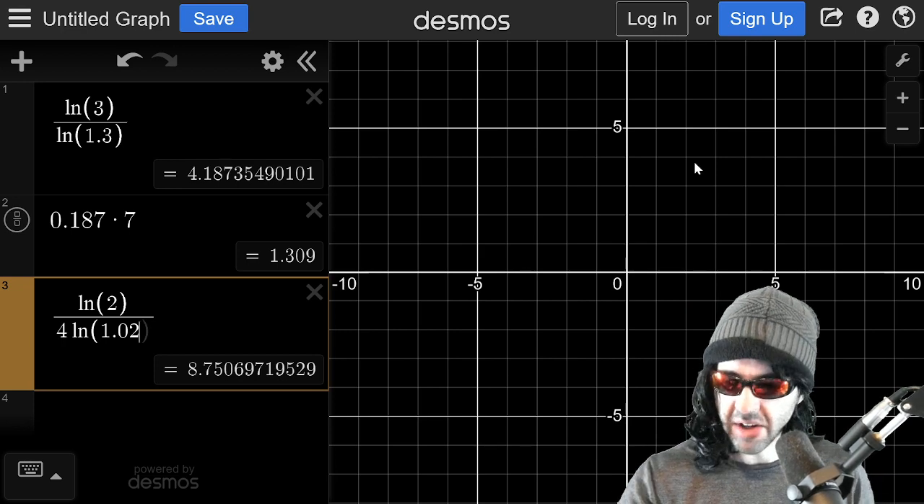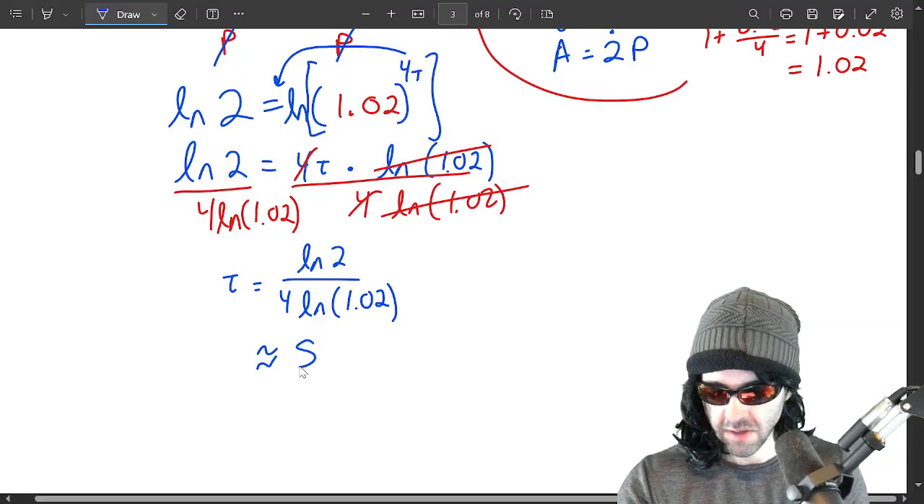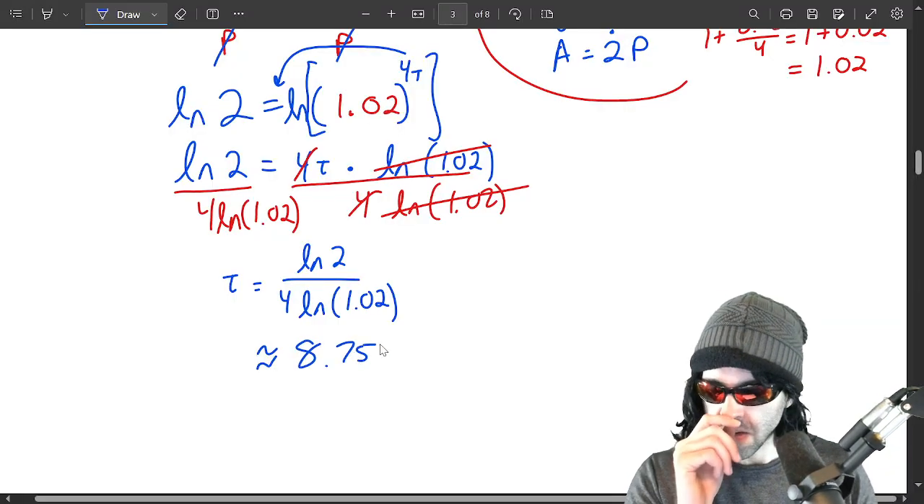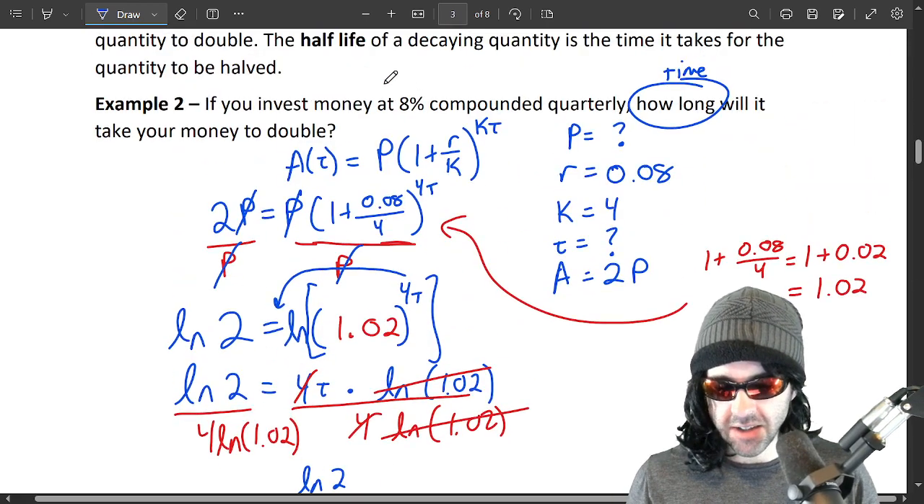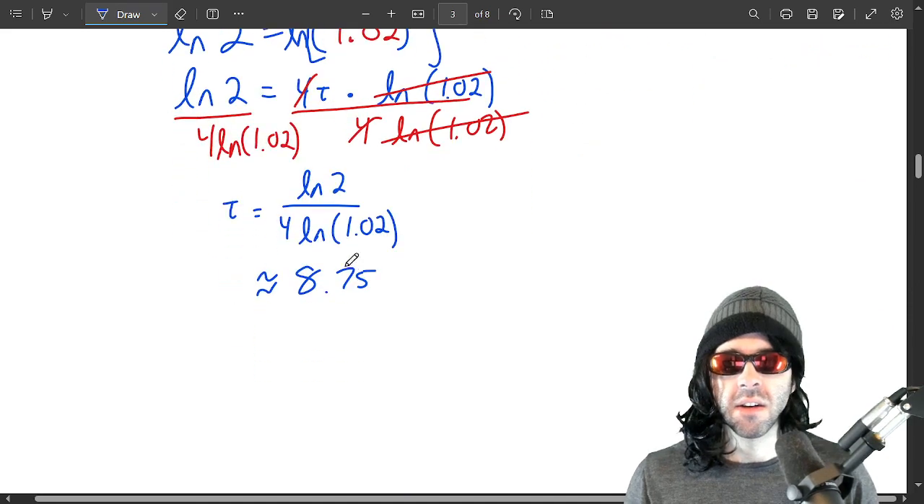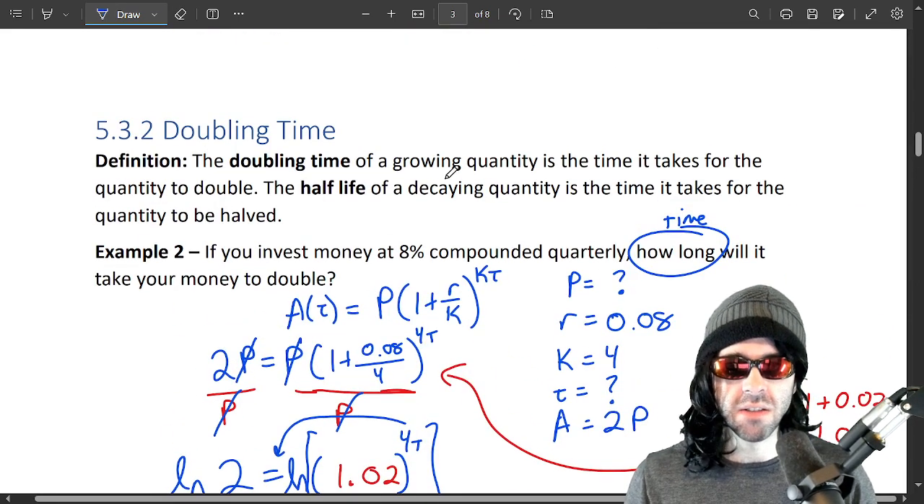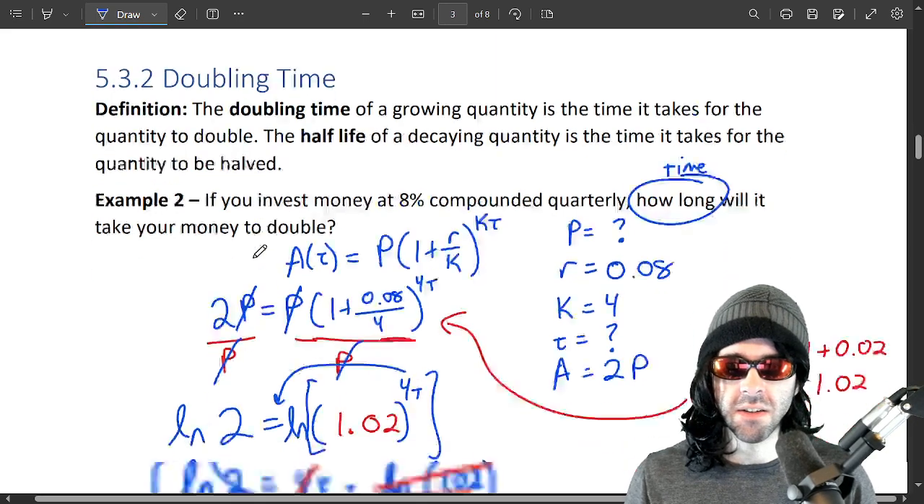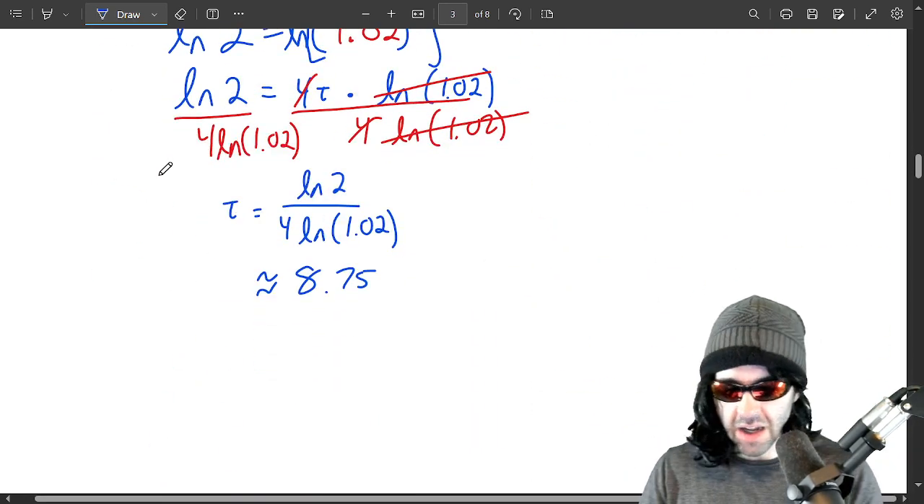About 8.75. Oh, how long is it going to take? How many years? Well, about 8.75 years, right? Remember, t is in years here. About 8.75 years.